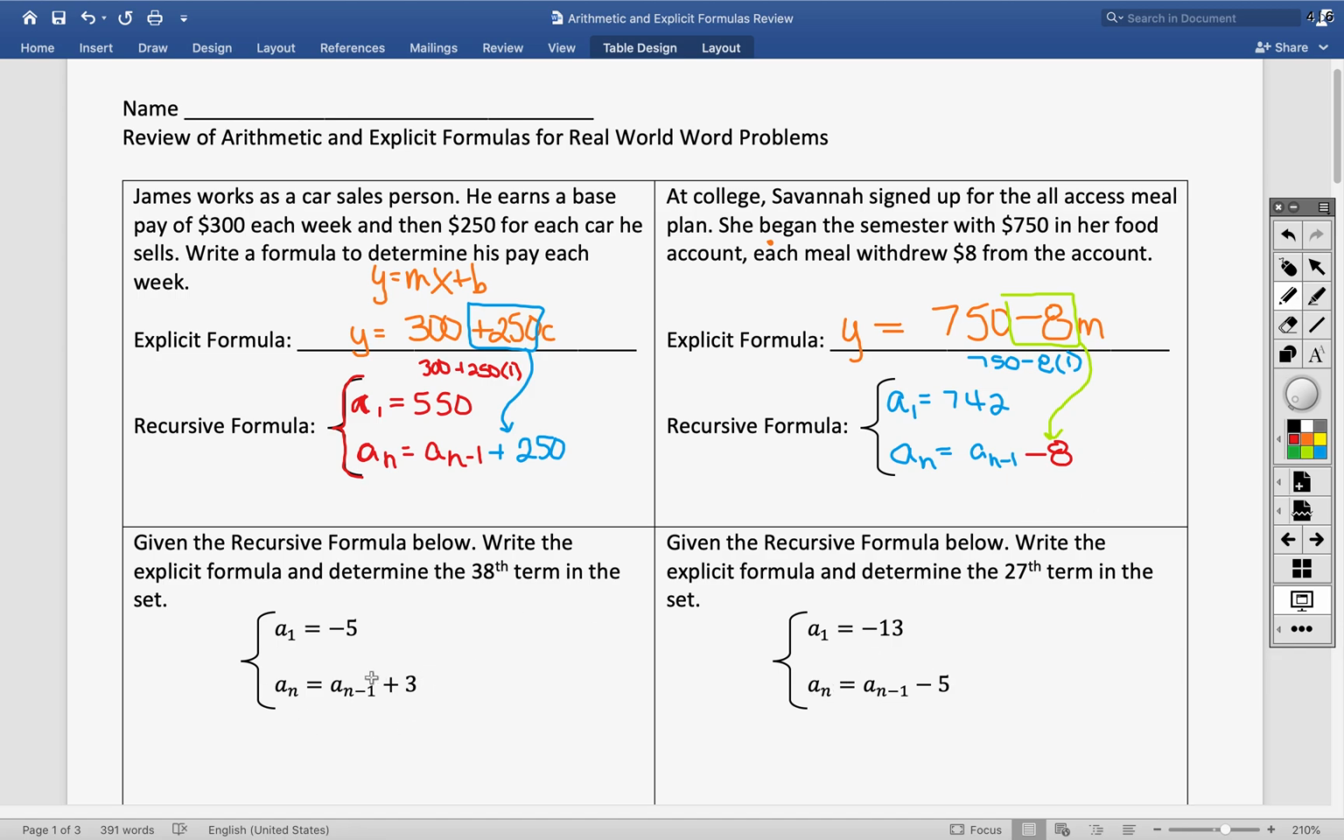Okay, given the next one. Given the recursive formula below, write the explicit formula. So now we're going to write it in the y equals mx plus b format and determine the 38th term, or determine the blank term in the set. Okay. So we know that the slope is this. So in this y equals mx plus b format, we know that the m is 3.